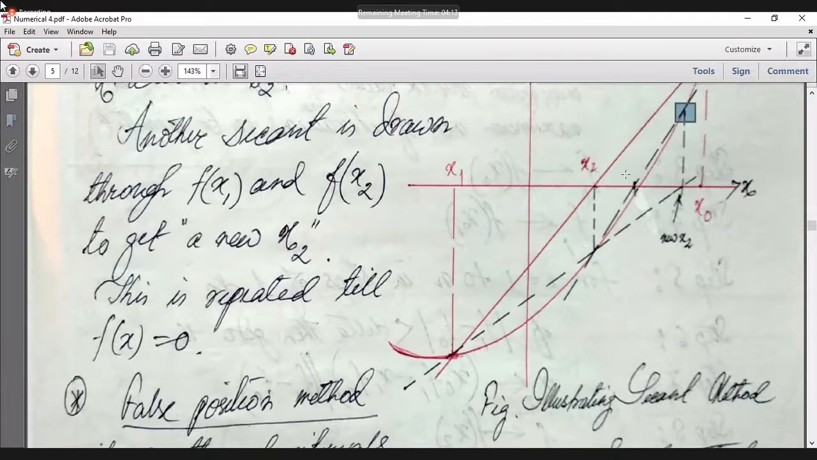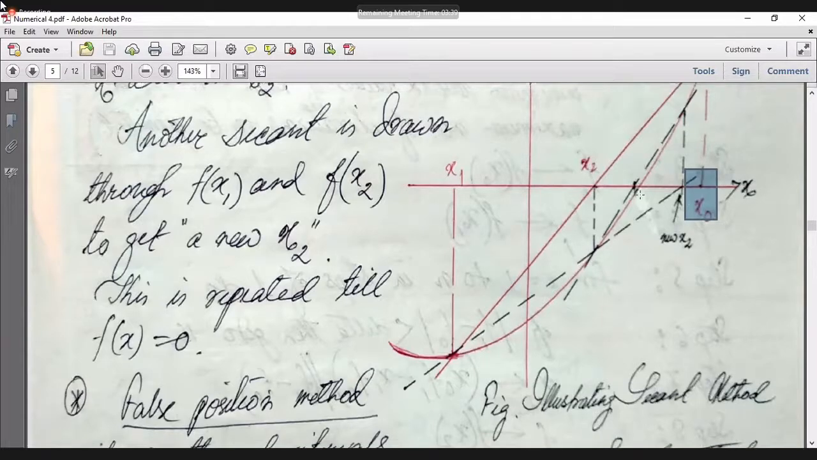Okay, similarly, by continuing in this process, we can come to the root. The difference between these two methods is, number one, that in this case we are not going to check the sign of f of x1 and f of x2. Another point, just for showing here, I enclose the root. This is my root, and I choose two starting points, x1 and x0. But if you are using this second method, then there is no need for enclosing the root.